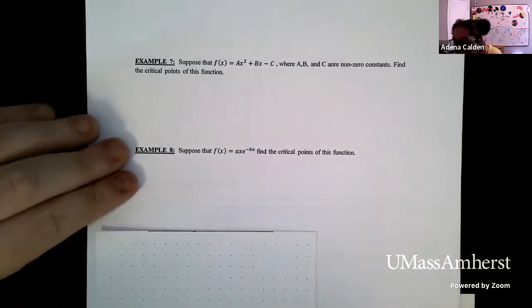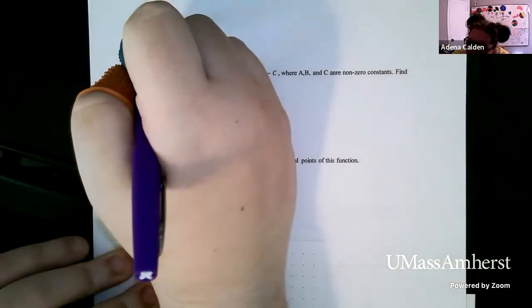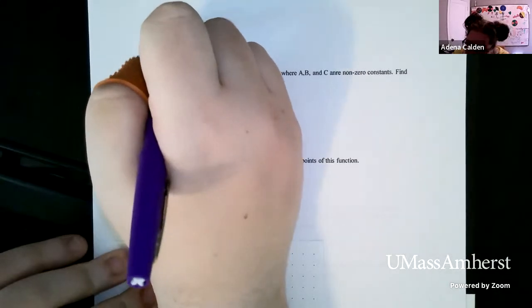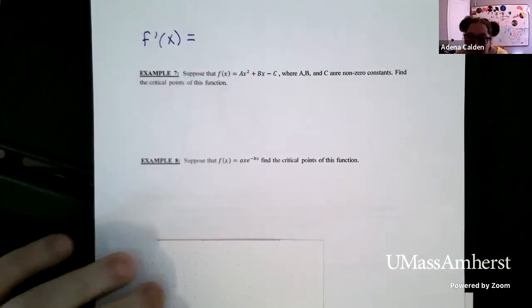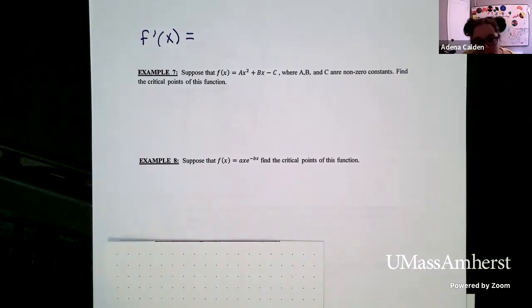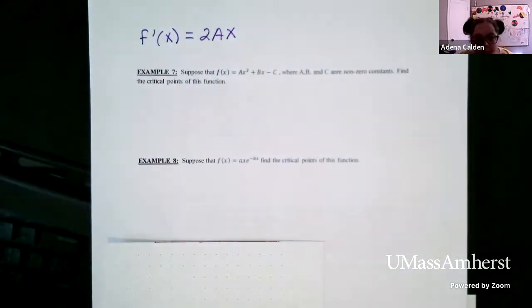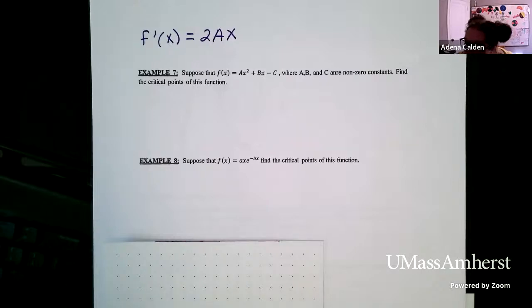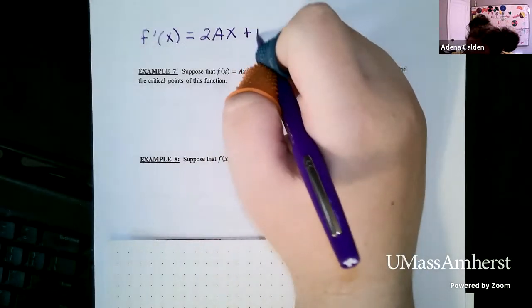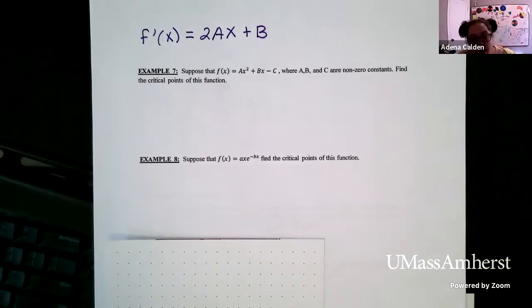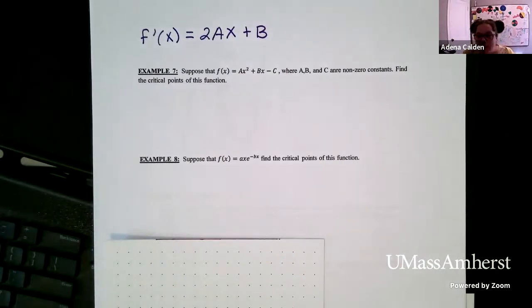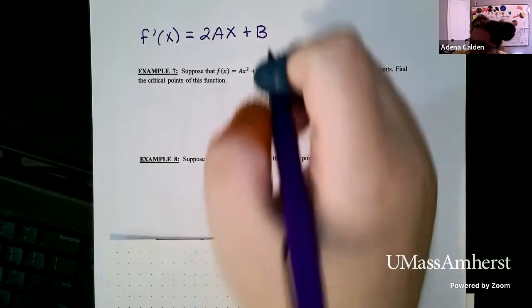Okay. So for the first one, we want to start by finding the first derivative of the function. And we can do that using the power rule. We just have to be careful with the constants. So when you have ax squared and you take the derivative, the 2 comes down, but the a is a constant multiple. So our derivative is 2ax for that first term. The second term, the derivative of bx, is just b. And the derivative of minus c is 0 because there was no x term, okay?